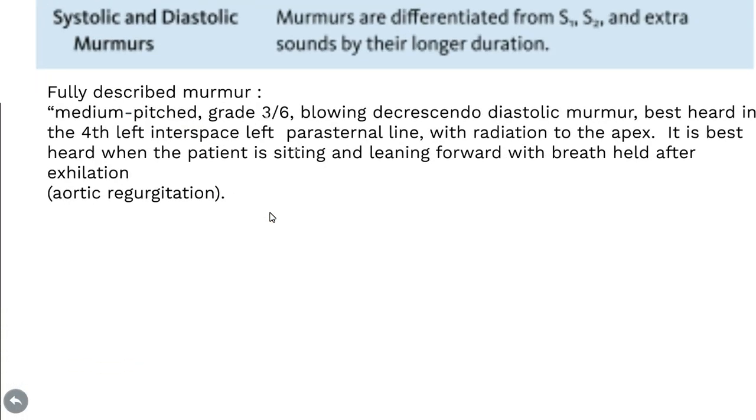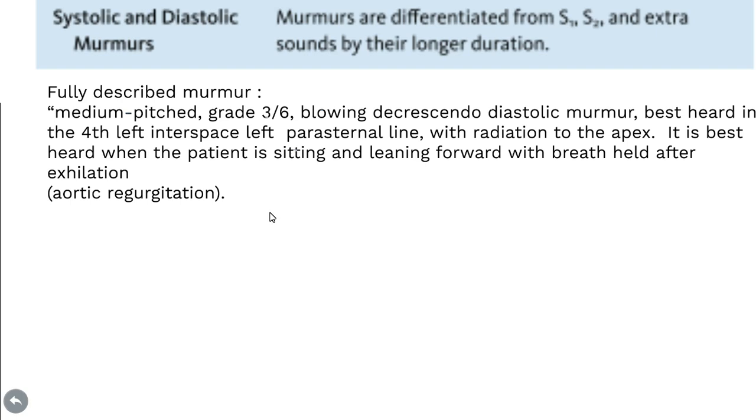Okay, let's move to identification of the systolic and diastolic murmurs. This is a full description of a murmur: medium pitch, grade 3/6, blowing, crescendo, diastolic murmur, best heard in the 4th intercostal space, left parasternal line with radiation to the apex. It is best heard when the patient is sitting or leaning forward with breath held after exhalation. This is a typical example in a patient with aortic regurgitation.